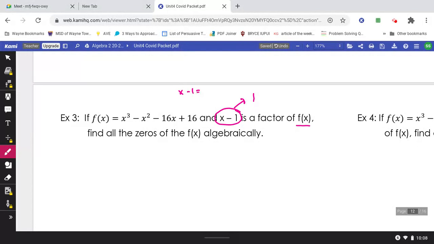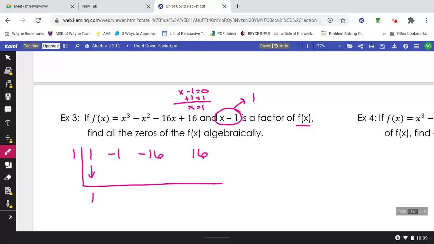Again, what you're really doing is solving this very tiny equation. x equals 1. And then find all the zeros of f of x algebraically. Algebraically is just the same thing we've been working on. It's just the term they happen to use. Let's get the coefficients. 1, -1, -16, and 16.